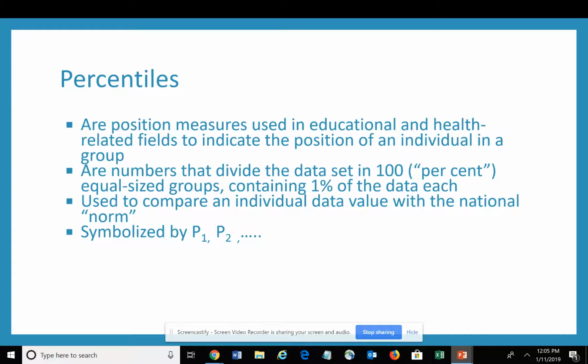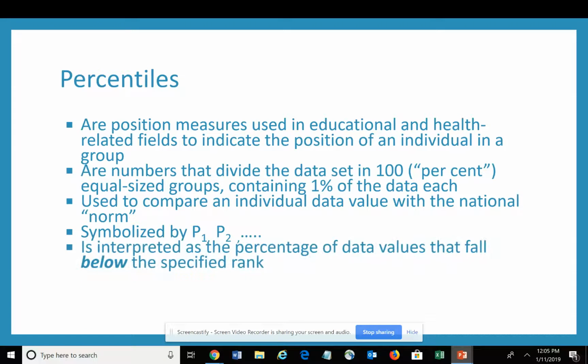The primary thing that you need to understand as it relates to percentiles is how to interpret them. And the interpretation of a percentile, we always talk about the percentage of data that falls below that particular value. The percentage of data values that fall below, that's the key. It's always what percentage falls below that specific rank.